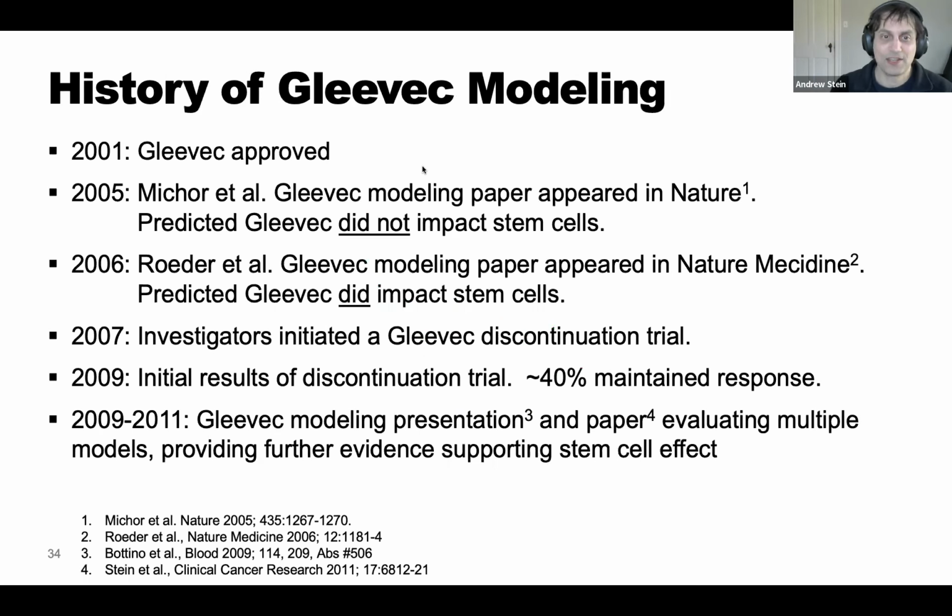And so here's just the history of it. Gleevec was approved about 20 years ago. In 2005, the first Gleevec modeling paper came out in Nature, and it predicted that Gleevec did not impact stem cells at all. But then a year later, another modeling paper came out in Nature Medicine, and they predicted that Gleevec did impact stem cells. And the year after that, the investigators initiated the first discontinuation study.